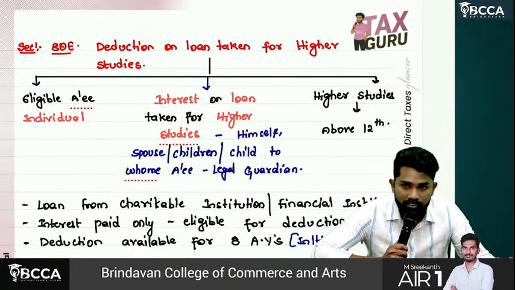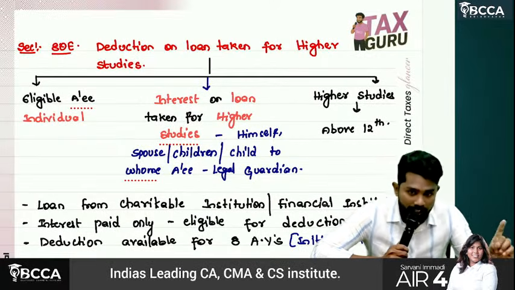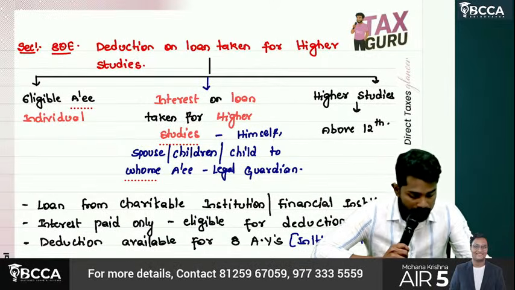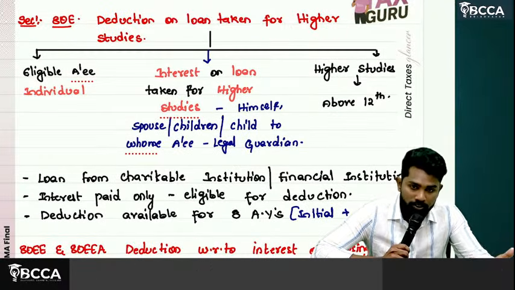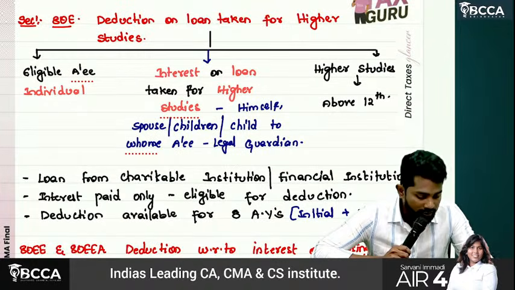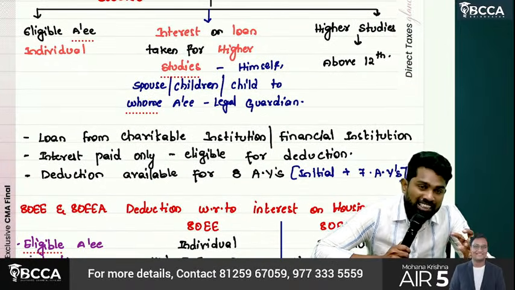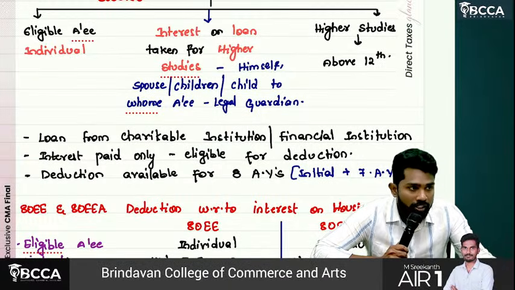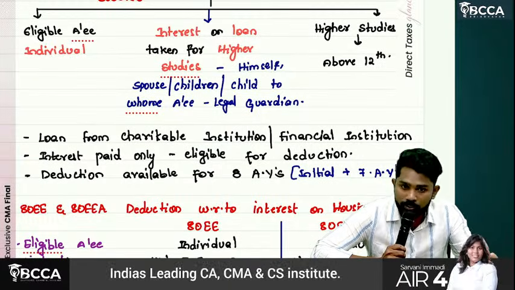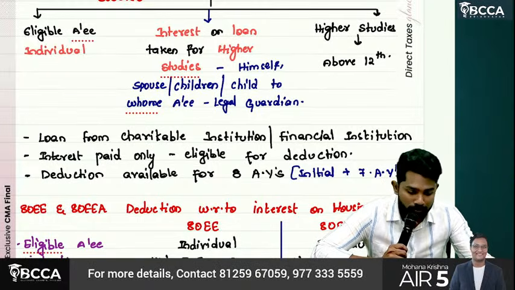Then 80E, education loan related. Sir, education loan should be taken for what? Higher studies. From where should it have been taken? It should have been taken from a charitable institution or financial institution. Only an individual can claim this deduction. Higher studies means above 12th. Then the interest part is eligible for deduction. How many years? The first year in which interest starts accruing and another 7 assessment years. Nothing but overall 8 assessment years it is eligible.